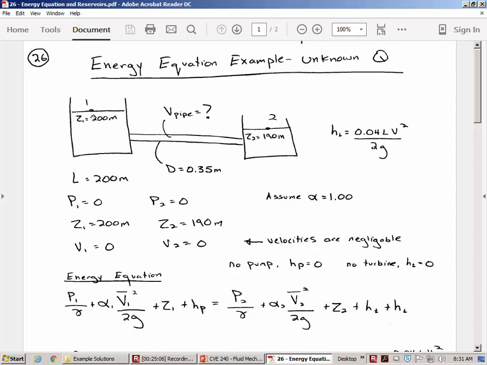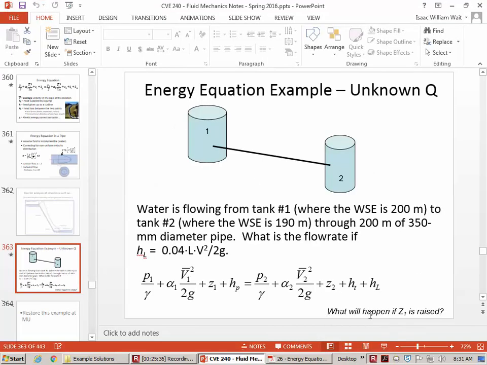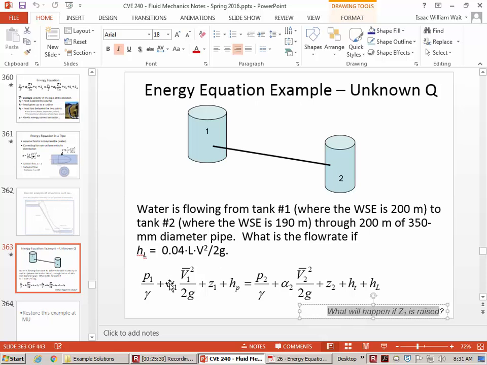Now, over time, the velocity is going to be decreasing. If the water levels get closer together, maybe after 2 hours or something, it's 198, and then it would be here 192, right? Because the water level is going up and going down. So the driving force is less, then the velocity is going to be less. Or conversely, here in the problem statement it says, what will happen if Z1 is raised? Well, if you have more Z1, then that's more driving force and the velocity would be higher.